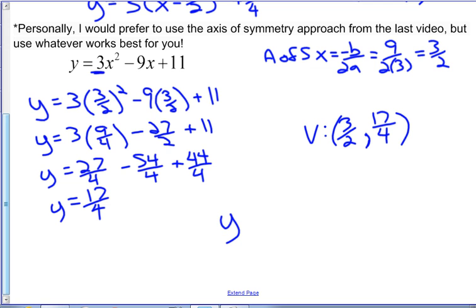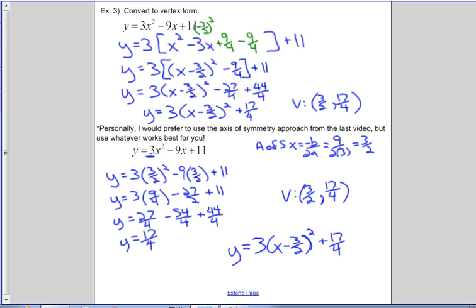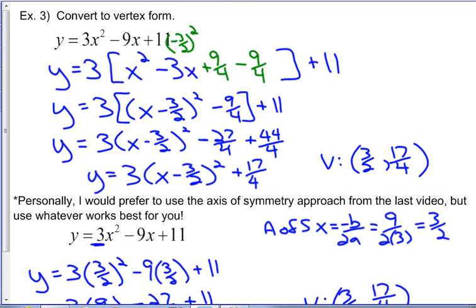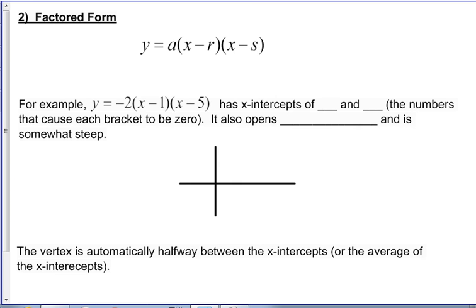Now, putting it in vertex form, our a value is 3. The vertex is at 3 over 2, 17 over 4, so it's going to be x minus 3 over 2 plus 17 over 4. It's the same result. I just find there's a little less to remember with that second approach, but however you want to do it. Okay, factored form. This really isn't pushed in the curriculum. But moving ahead, as you do more and more algebra, it's worth knowing.